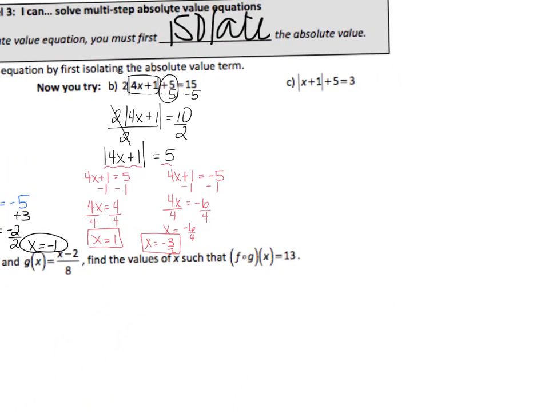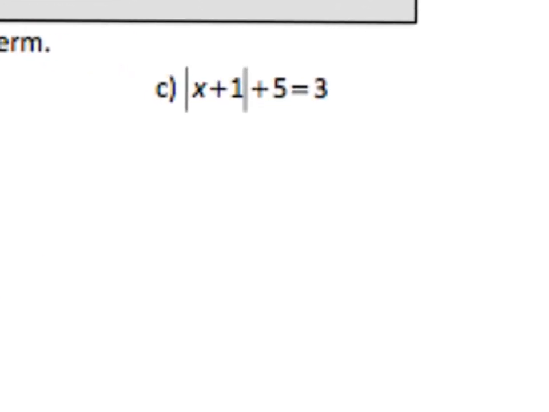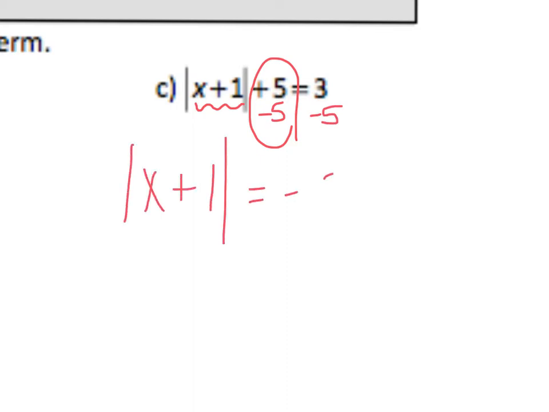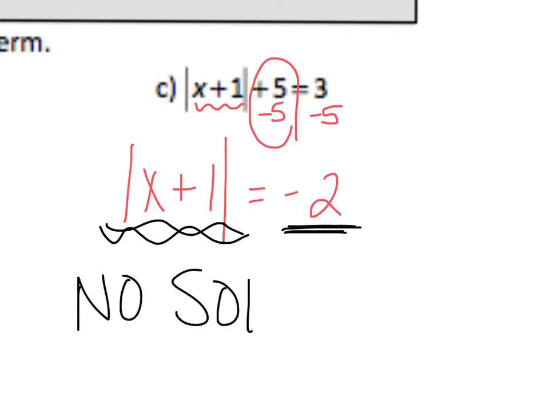Okay, let's take a look at one more over here. You've got the absolute value of x plus 1 plus 5 equals 3. So I'm going to try and get the absolute value by itself by subtracting 5 to make this 0. And now, since I've got the absolute value by itself, I can make 2 equations. But wait, I have an absolute value equal to a negative number. That can't be. We can't have any absolute value equal a negative. Your answer is no solution.